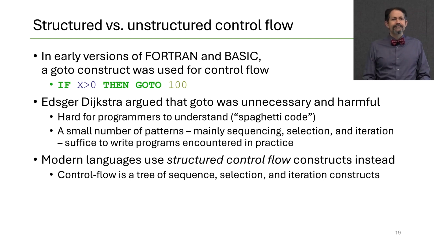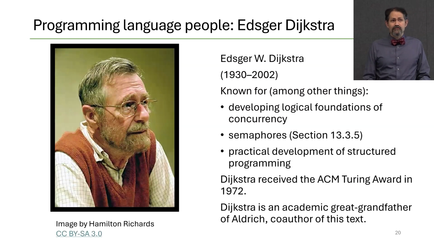Let's talk about Dijkstra, one of our programming language people. He was known, among many other things, for developing many of the logical foundations of concurrency. An example data structure he worked with is semaphores, which we'll cover in chapter 13 of the book. He also contributed a lot to the practical development of structured programming. Dijkstra received the ACM Turing Award in 1972. Fun fact, he's also the academic great-grandfather of me.